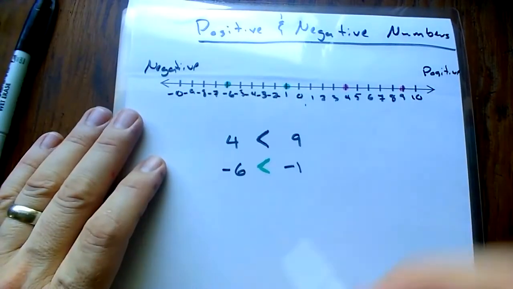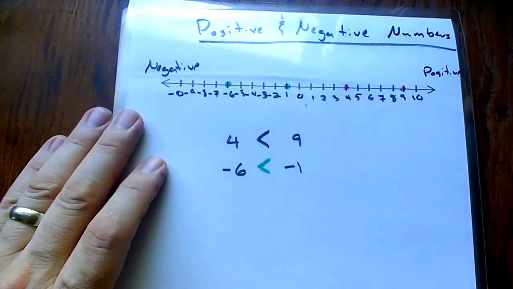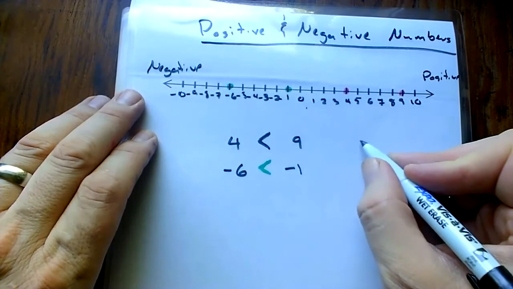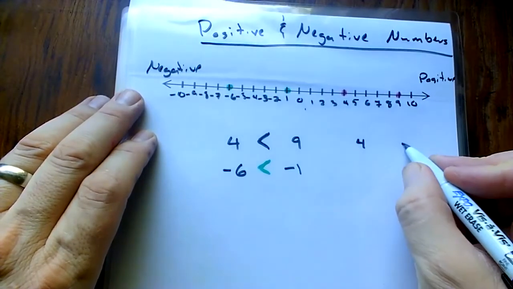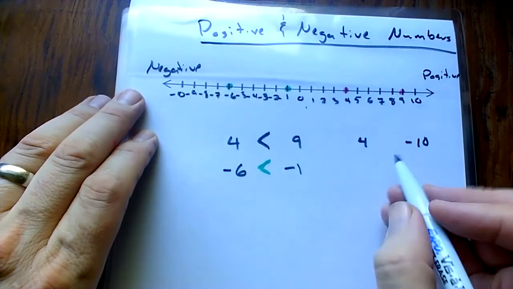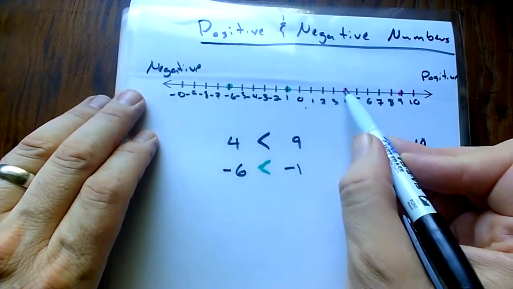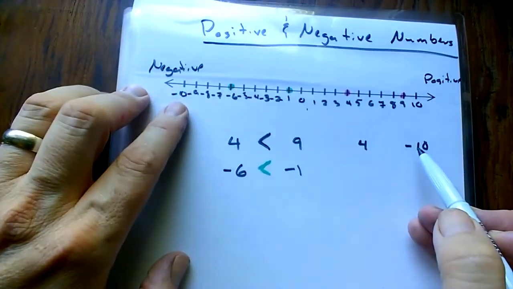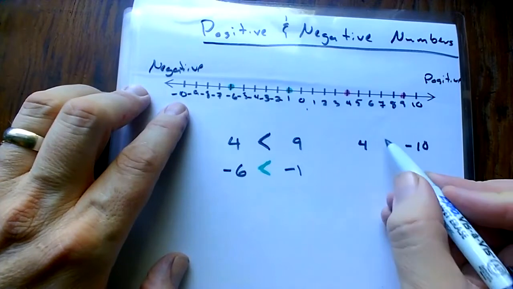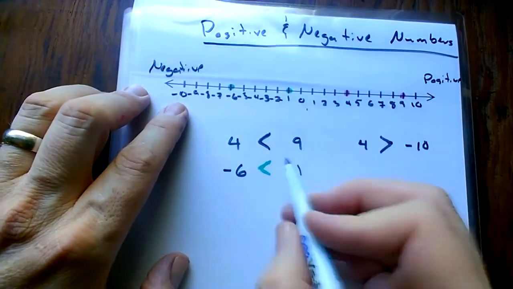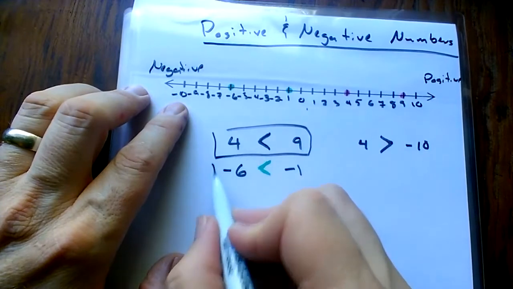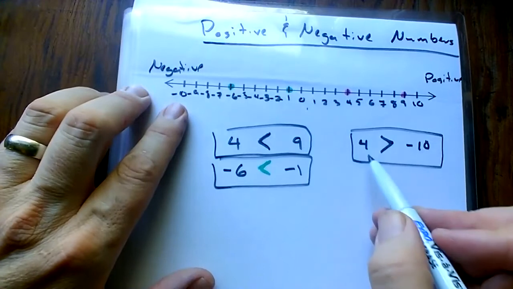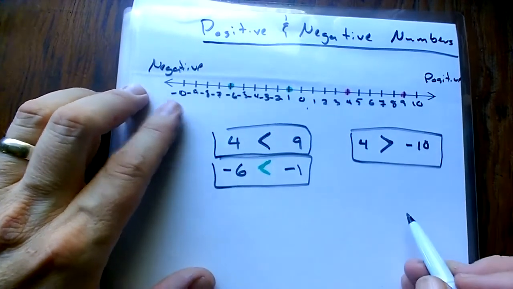If I were to take a look at, say, 4 and -10. 4 is here, and -10 is down here. -10 is much further to the left on the number line. It looks like 10 might be larger, but 4 is in fact larger. So this is something to pay attention to when you're looking at a number line. And note that every single positive number is always going to be larger than a negative number.